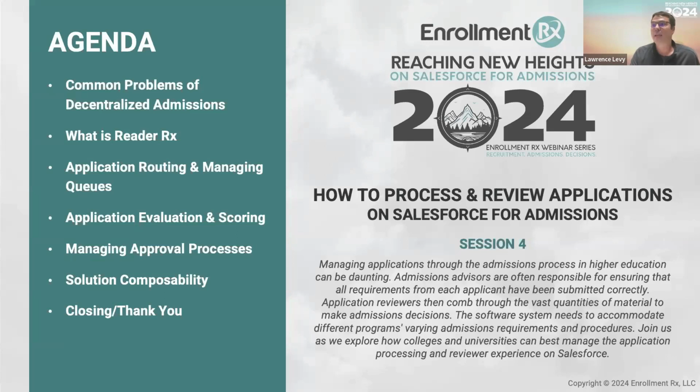We're going to talk about the application evaluation and scoring process. How do we make decisions, and what is the complexity that goes into that? And then once we make those decisions, what happens next from an approval process perspective? Perhaps that's the final decision, or maybe for certain programs or certain applicant types, it has to go through additional rounds of approval. So we'll discuss those kinds of complexity.